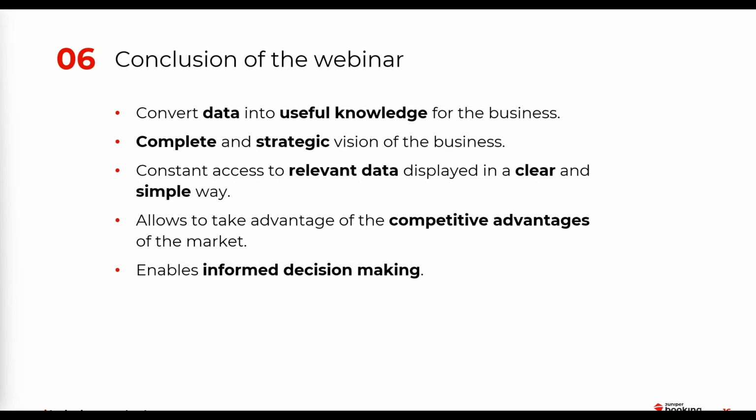So some takeaways from today's webinar. The Juniper Business Intelligence module is the key to converting that data into useful knowledge, providing you with a complete and strategic vision of the business. By investing in this module, you will gain continuous access to relevant data presented in a clear and simple way, allowing you to maximize your competitive advantage in the market and make informed decisions.